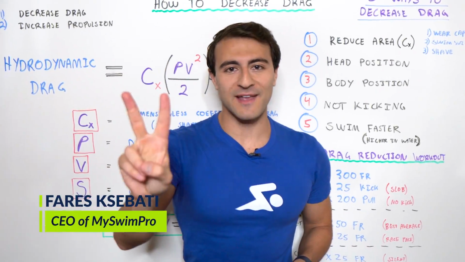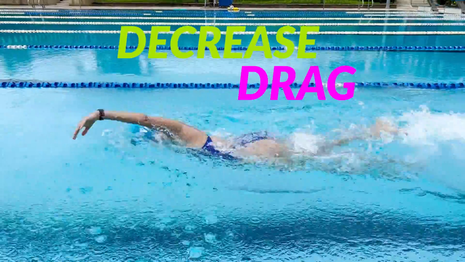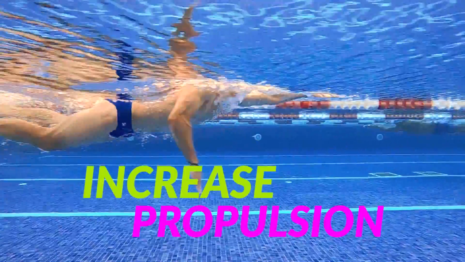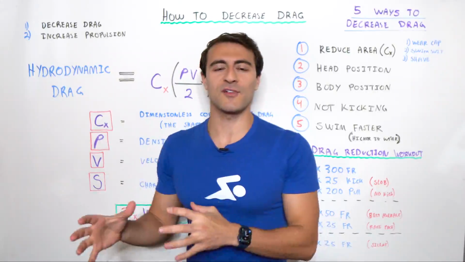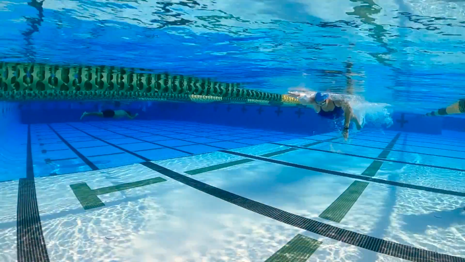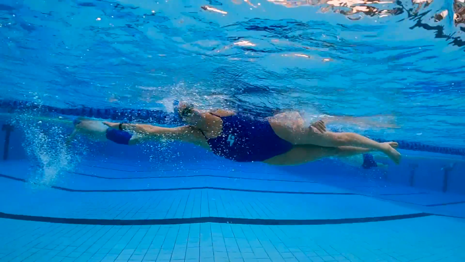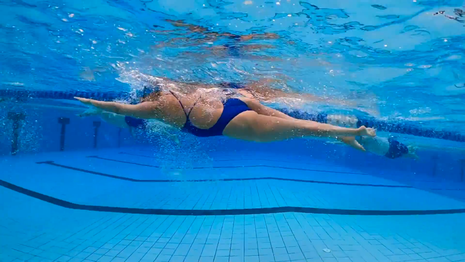There are only two ways to swim faster. Number one, you can decrease drag. And number two, increase propulsion. When we talk about increasing propulsion, this means swimming more power per stroke. It means pulling more water with every stroke that you take, the early vertical forearm, EVF. These are things that I talk about a lot here on the channel.